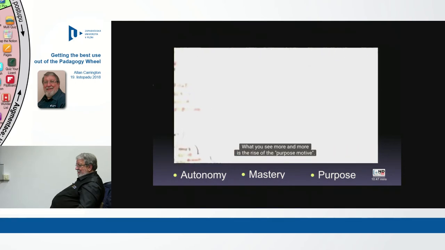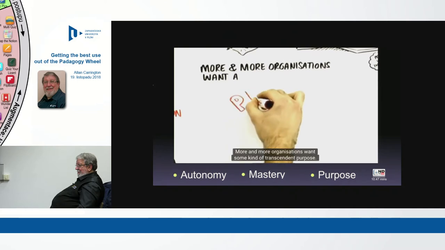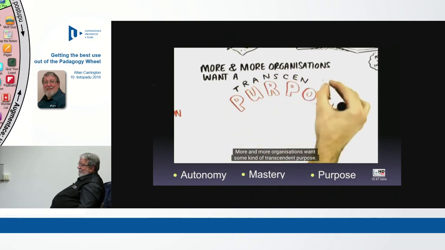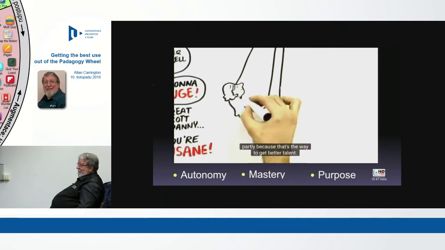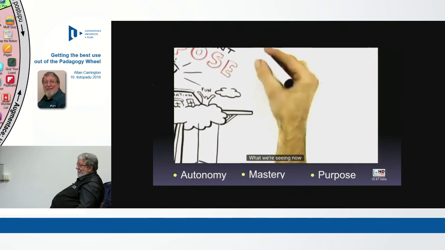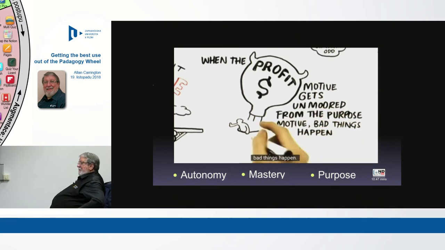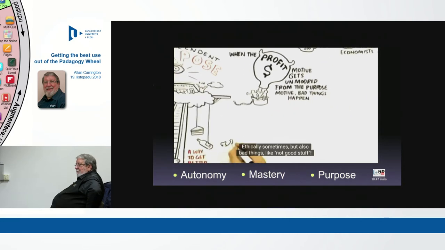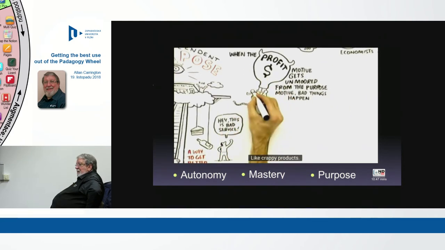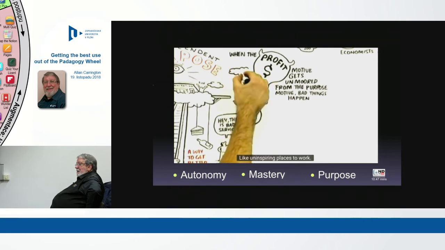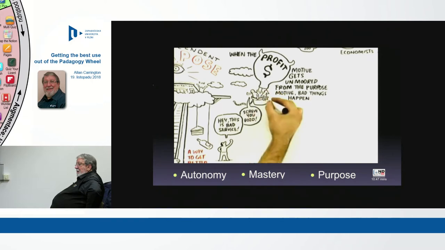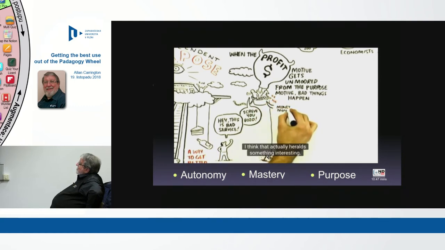That's it. What you see more and more is a rise of what you might call the purpose motive, is that more and more organizations want to have some kind of transcendent purpose, partly because it makes coming to work better, partly because that's the way to get better talent. And what we're seeing now is, in some ways, when the profit motive becomes unmoored from the purpose motive, bad things happen. Bad things ethically sometimes, but also bad things just like not good stuff, like crappy products, like lame services, like uninspiring places to work. That when the profit motive is paramount, or when it becomes completely unhitched from the purpose motive, people don't do great things. More and more organizations are realizing this and disturbing the categories between what's profit and what's purpose. And I think that actually heralds something interesting.